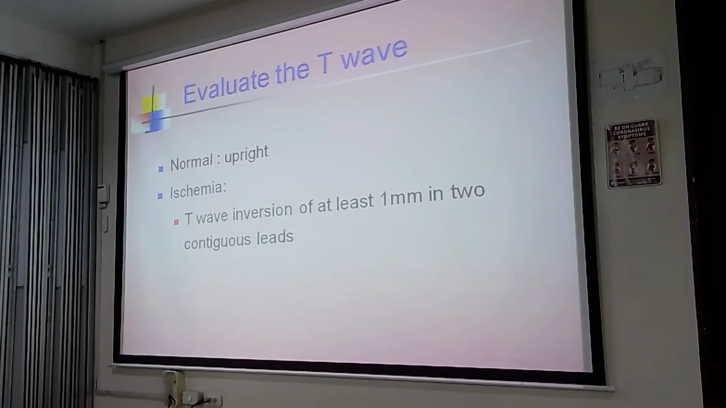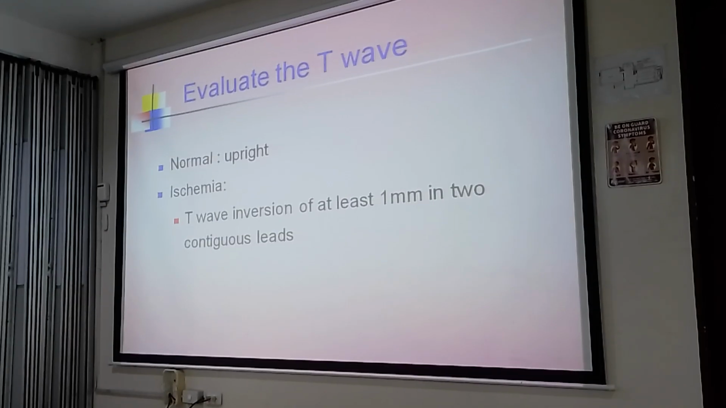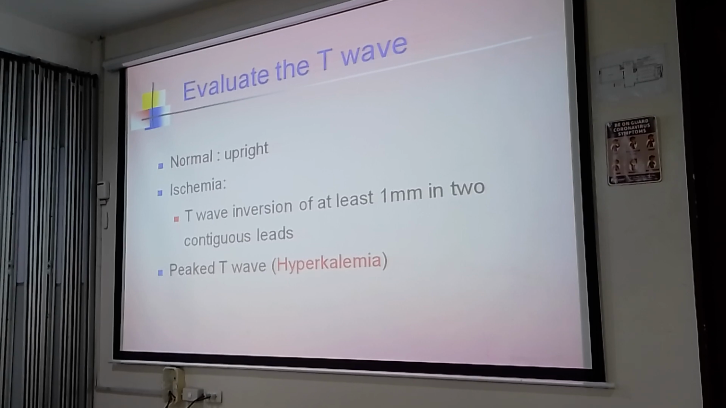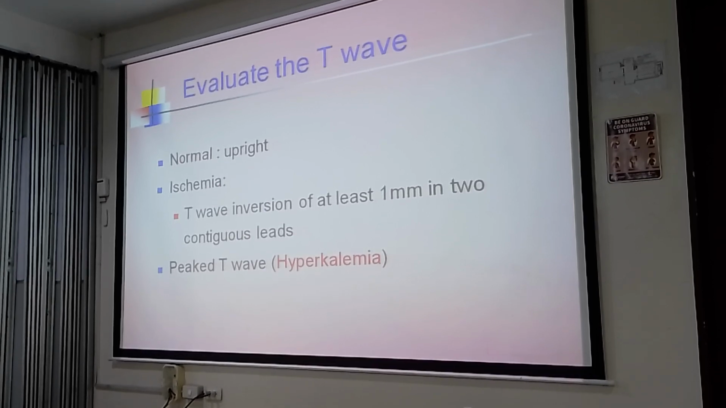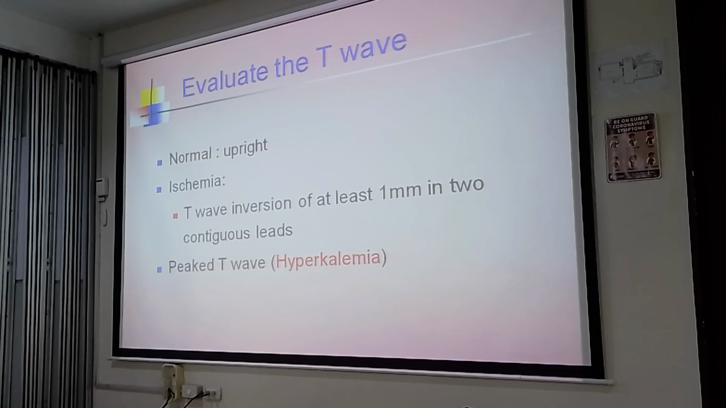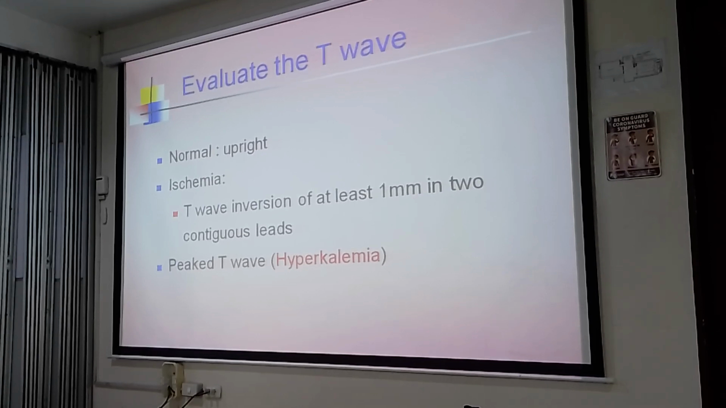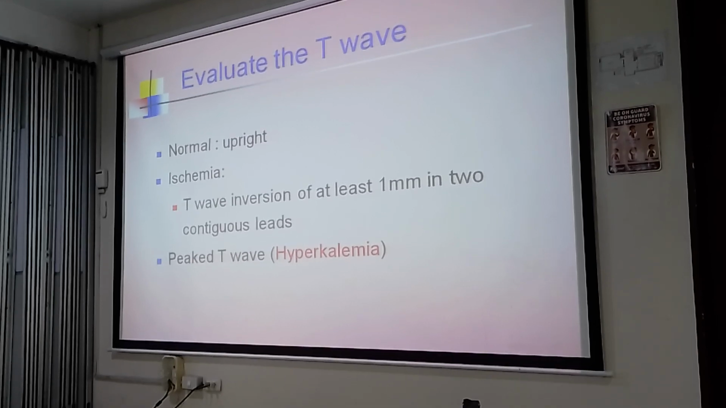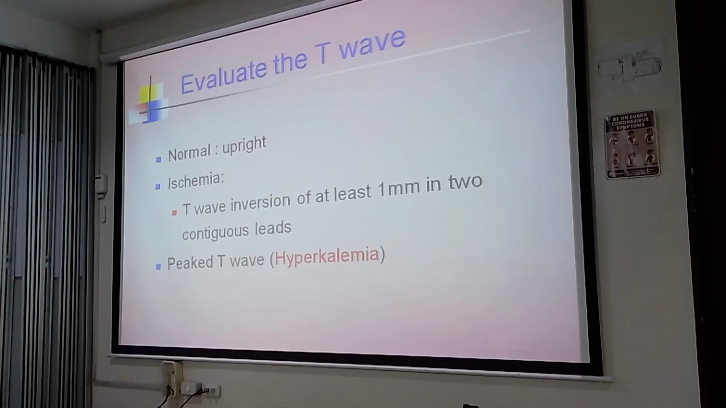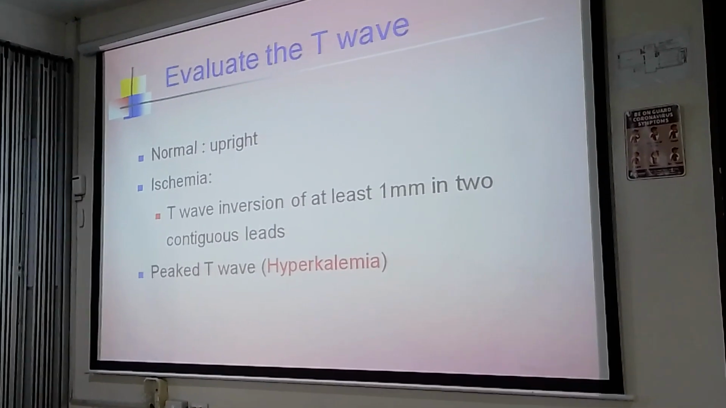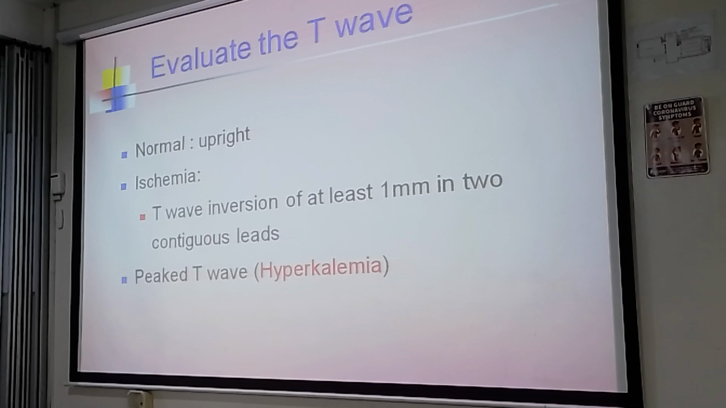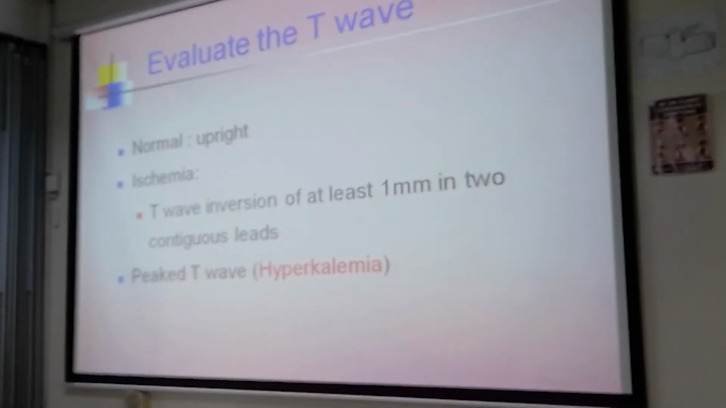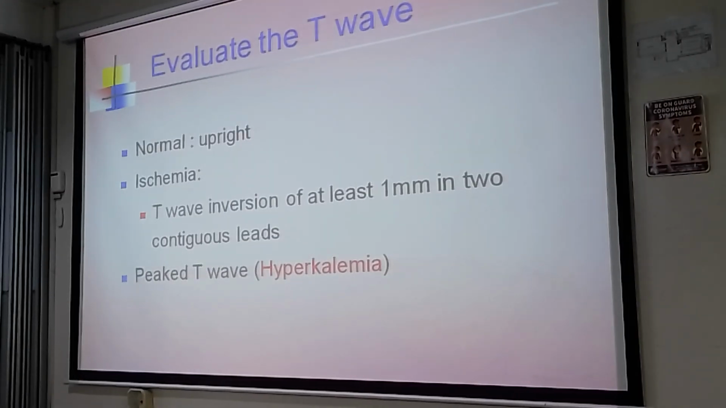T wave, normal is upright, and inversion can be due to ischemia. If there's peaking, it could be hyperkalemia or, very early in a patient with acute ST elevation myocardial infarction, it can present as a peaked T wave. It's not specific, not that if you see a peaked T wave, it's automatically hyperkalemia. No. It could be early MI, it could be hyperkalemia, but it could be due to a repolarization problem. It could be a benign condition, non-specific changes.